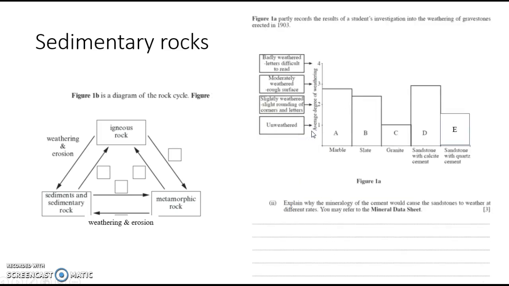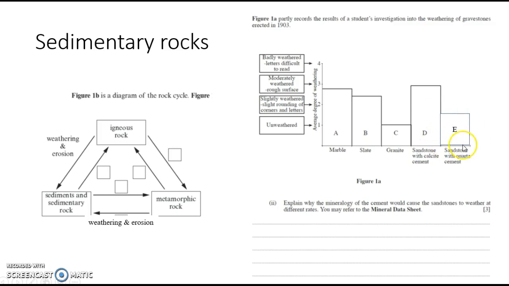Here's a question that was on the mock exam, and lots of you struggled with this one. It says, explain why the mineralogy of the cement would cause the sandstones to weather at different rates. You may refer to the mineral data sheet. Fine. So marble, that's not sandstone. Slate, that's not sandstone. Granite, it's not sandstone. Oh, sandstones, here they are, D and E.